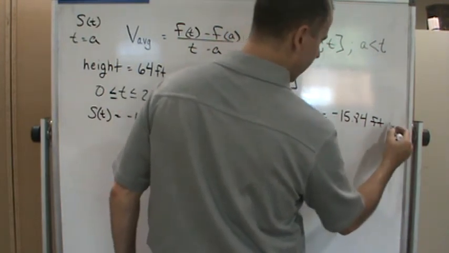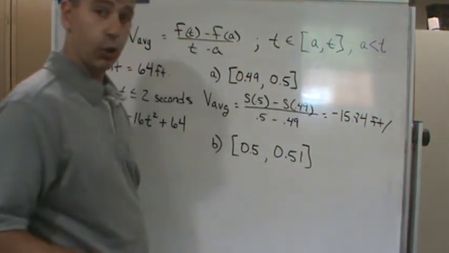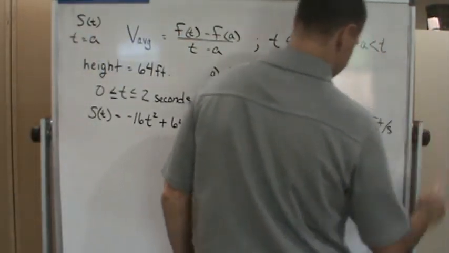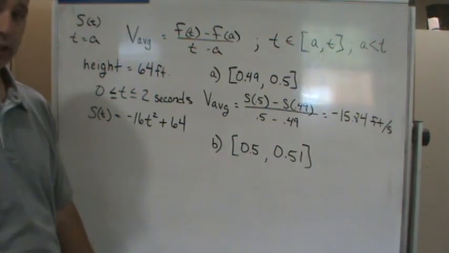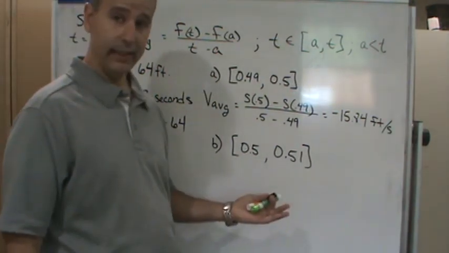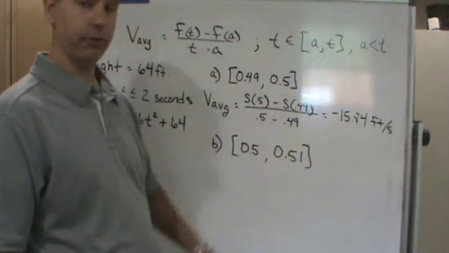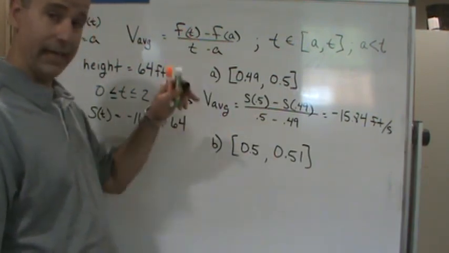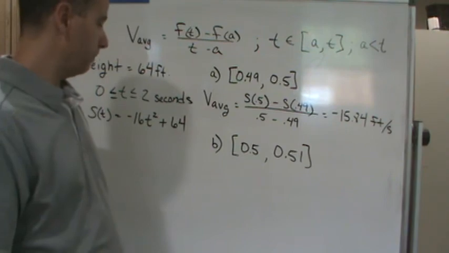Where's the negative sign coming in from? Well, great question. What does the negative sign tell us? The negative sign tells us the direction that the rock is going. In this case, negative means it's going down towards the earth. Okay, so it's going in a negative direction, down.